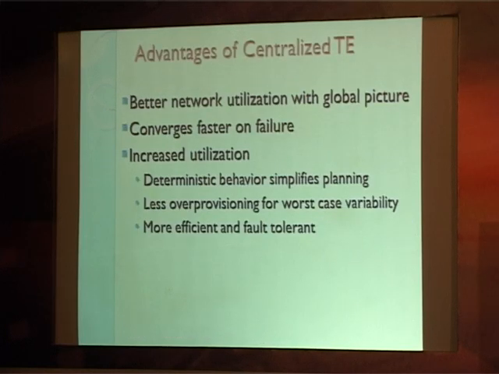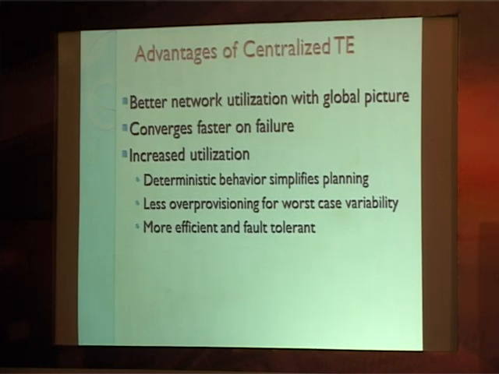Now what are the advantages of this central controller? First of all, it gives us much better network utilization because the central controller has a global picture. So it knows what the whole network looks like. It knows that if something is failing, how it can send traffic, re-route the other traffic. Which means that it can converge faster on failure because there is no more trial and error required.